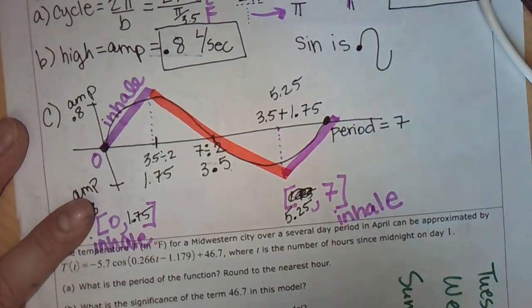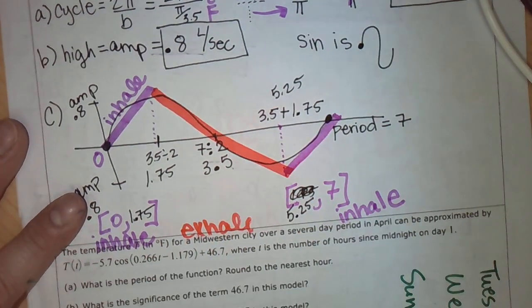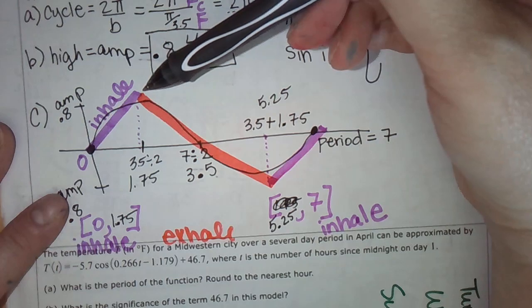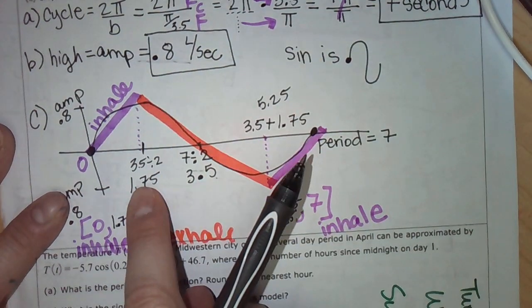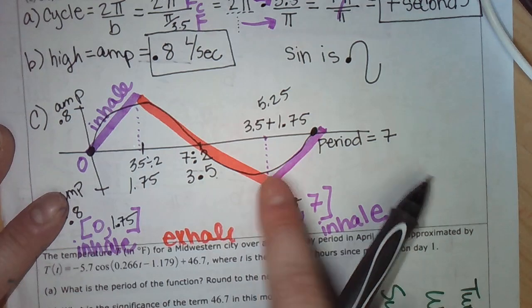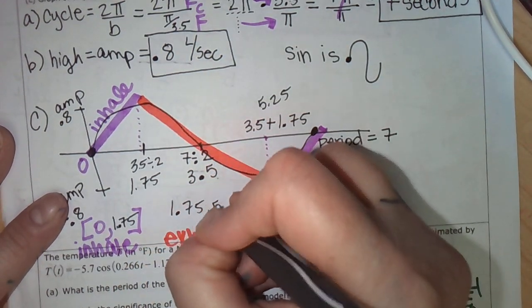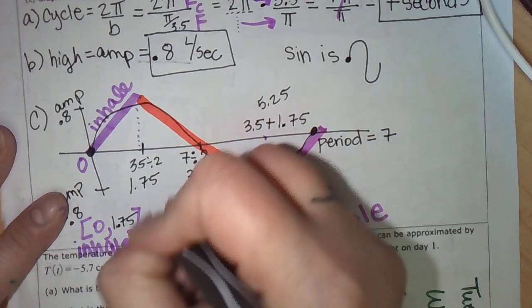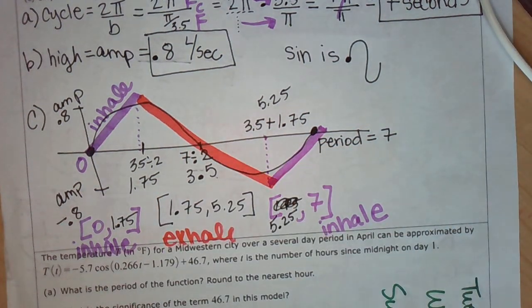Okay, now let's look at exhale. We exhale when the amount of air in our lungs decreases. So it's going to be from 1.75 to 5.25. Bracket. Woohoo! Okay, I think we answered everything from that question.